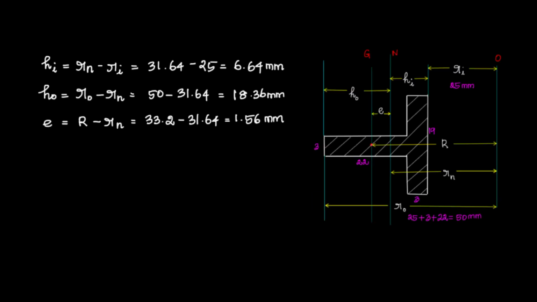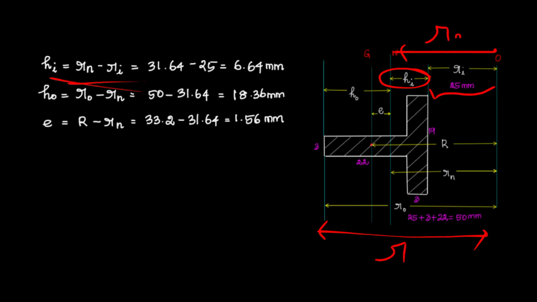Okay, and now we can find other dimensions like H naught, E, Hi from the Rn value and capital R value. Look here, the total distance O to N, center of curvature to neutral axis, is Rn. So if you know Rn and Ri, Rn minus Ri is equal to Hi. Can you understand the diagram? The Rn value we have calculated, Ri is 25 mm we know, so from Rn minus Ri we can get the Hi value. Similarly, the total distance to the outer fiber is R naught and we know the Rn value. So R naught minus Rn we can get the H naught value. So Hi is equal to Rn minus Ri, H naught is equal to R naught minus Rn.